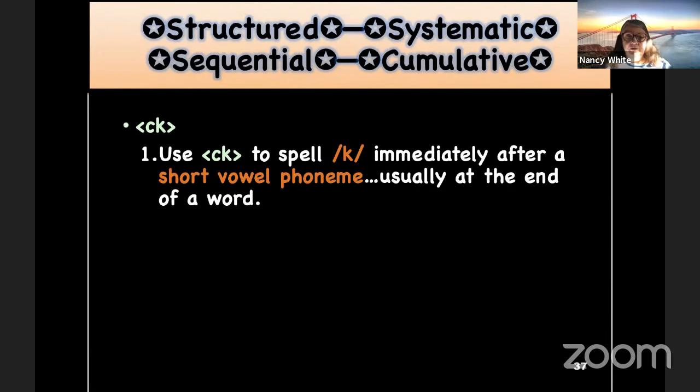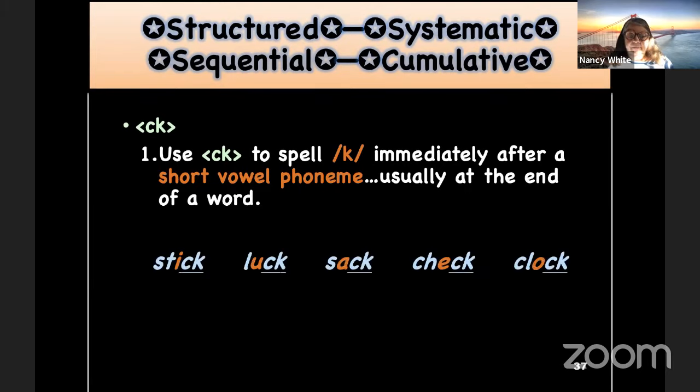Once you know those things on those last 2 slides, then you can teach them to use CK to spell K immediately after a short vowel phoneme. And it's usually at the end of a word. And here's an example where it's not at the end of the word, but it's at the end of the syllable, and the next letter is a vowel. You would never have CK and then a consonant unless it's a compound word.